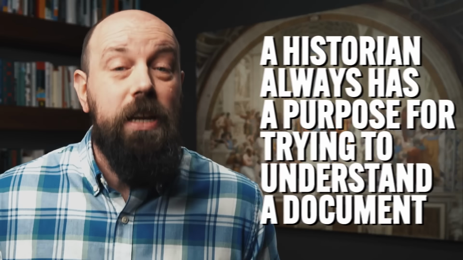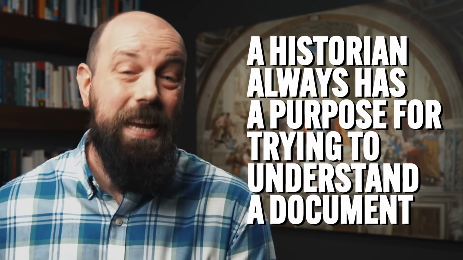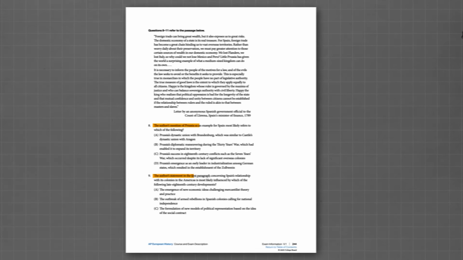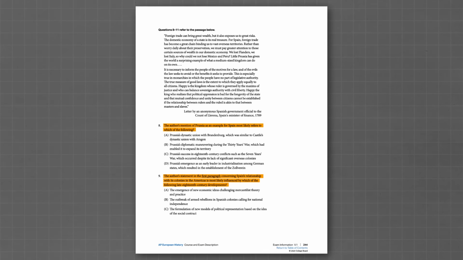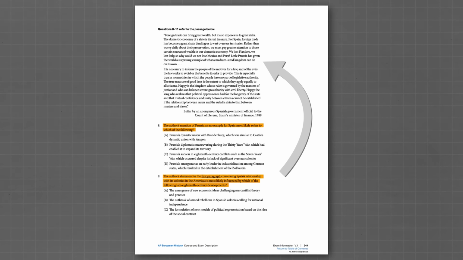Remember that the purpose of these AP history courses is to get you to think like an historian. And working historians don't just read and analyze documents for funsies. A historian always has a purpose for trying to understand a document. Like there's a question in their mind and they're trying to see if this document can somehow answer that question. So that's what you need to do as well. You have to start by reading the prompt or the questions in the multiple choice. Only then do you have any sense of what you're going to be looking for in this document.